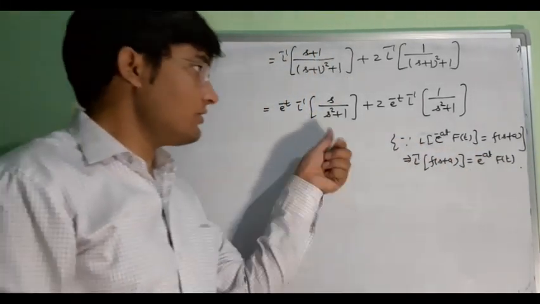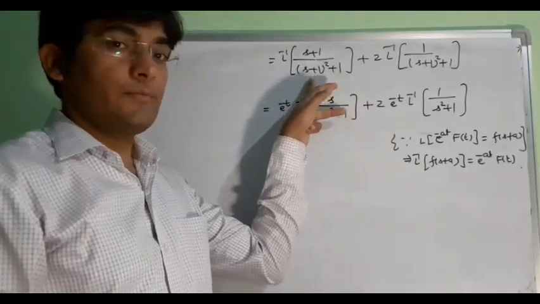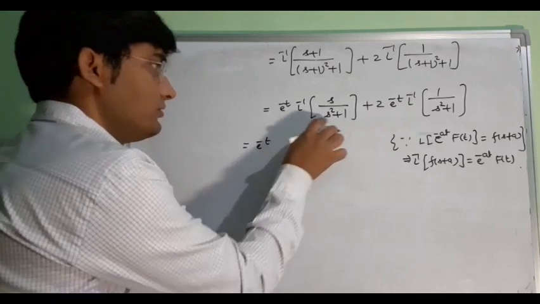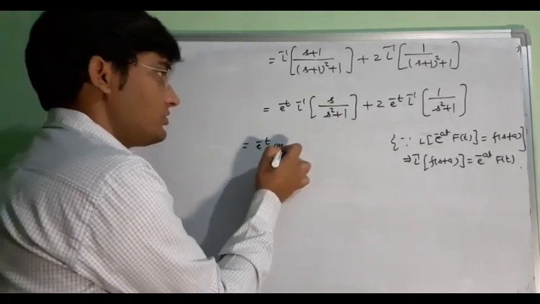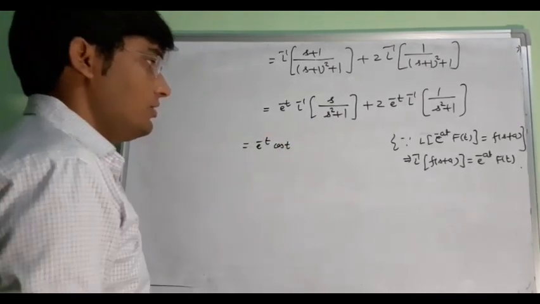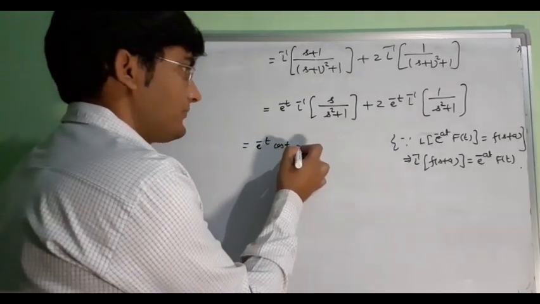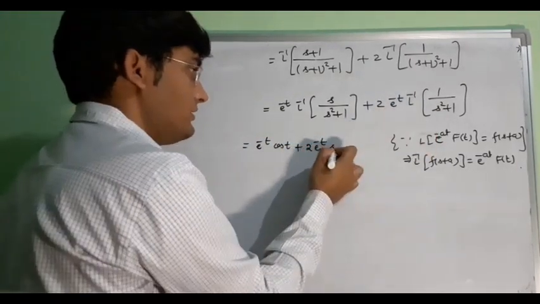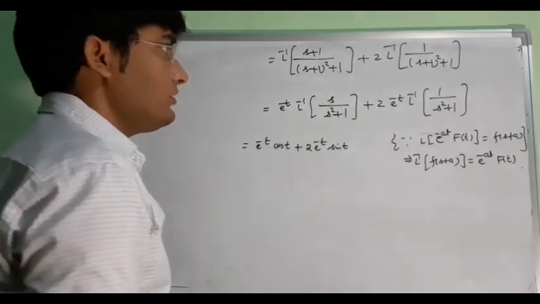In our case, our a is 1. Now this is your Laplace of cos t, so we will write it as cos t. Then here we will have 2 e to the power minus t, and this is your sin t. So this will be your answer.